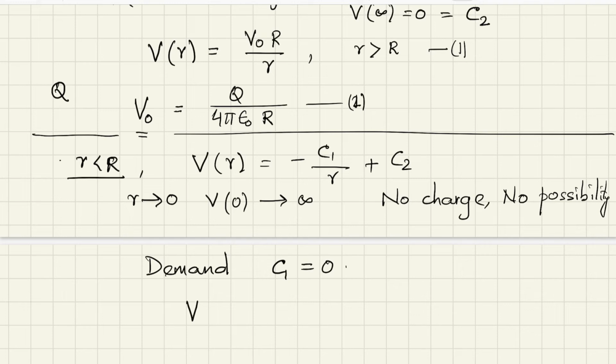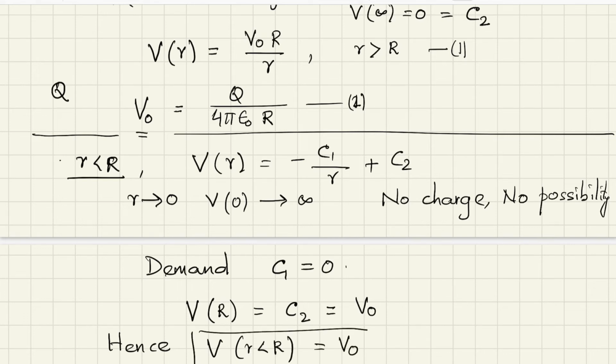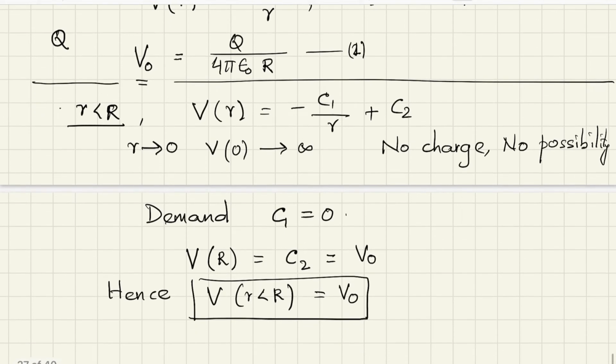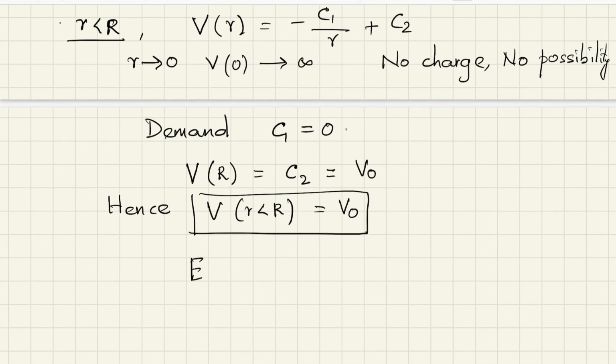Okay, so in that case, V of R at the boundary R is equal to A. C1 is 0, so this goes to C2, but we know that this is equal to V naught. Hence, the Laplace equation tells us that V for R less than A is a constant, the same constant as V naught. Which means E for R less than A, for a shell with a constant potential, would also be 0.